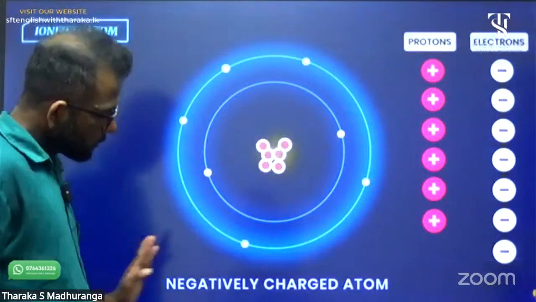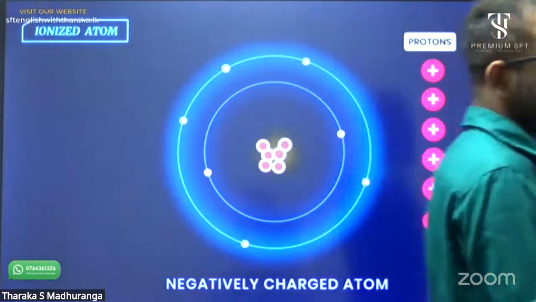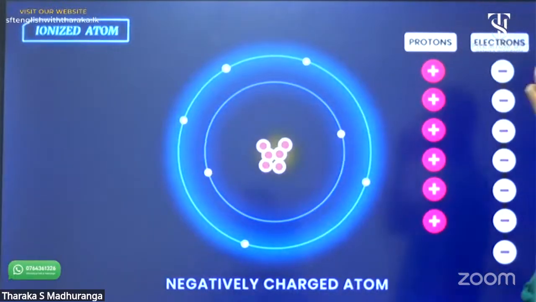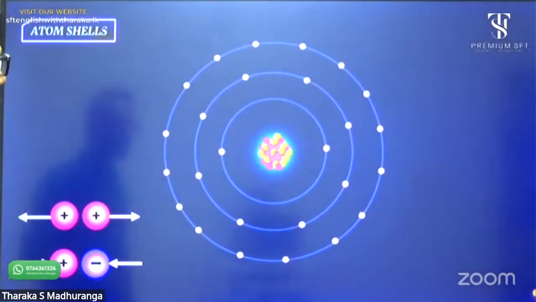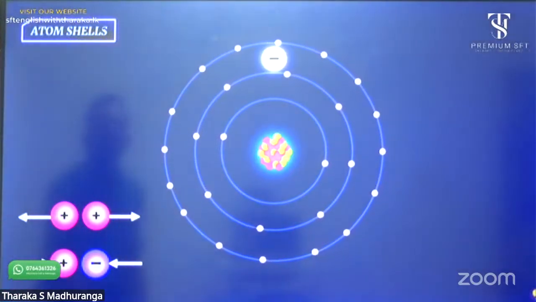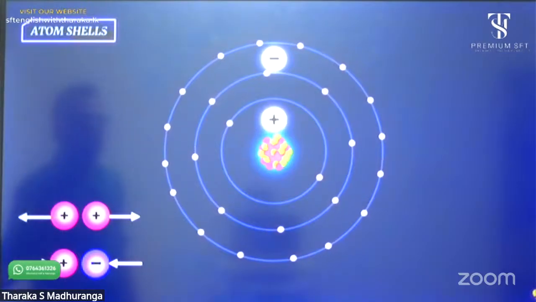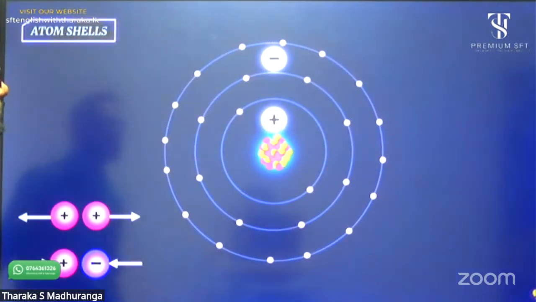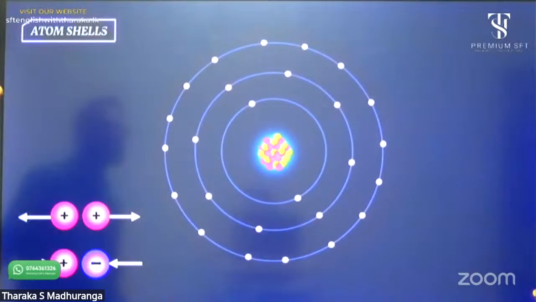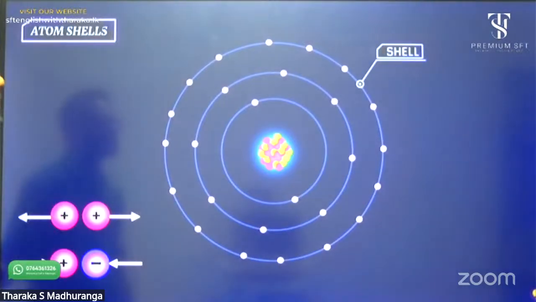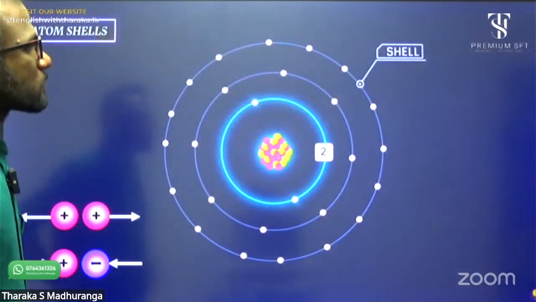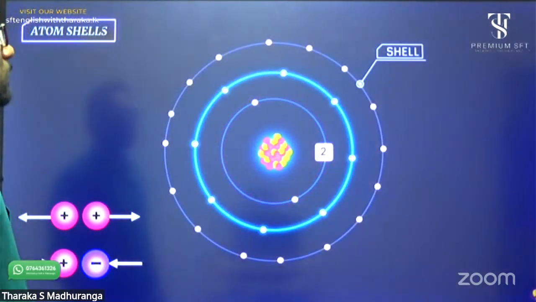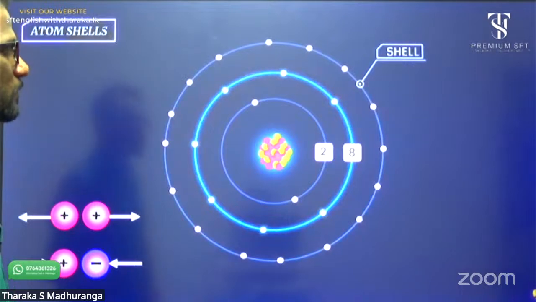We call both positively and negatively charged atoms ionized atoms, because the same charges repel each other and opposite charges attract each other. Negatively charged electrons orbit positively charged protons. Electrons orbit the nucleus at different energy levels, also known as shells. The shell closest to the nucleus can hold 2 electrons. The next shell can hold up to 8 electrons, and outer shells can hold even more.